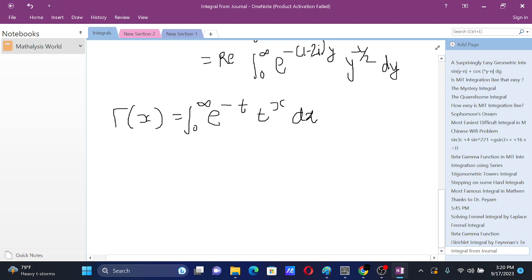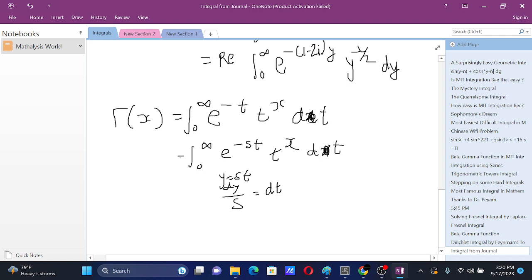Here we have negative something times y. So let's see what happens if we have e to the power negative st and then t to the power x dt. For this we can just let y equal st, then we have dy by... sorry, this is dt not dx, x is a constant over here. So we get gamma of x, I'm sorry for that, and now we have dy by s equals dt.